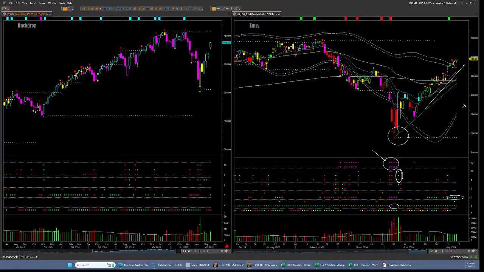And this is total view, the broadest view of the market. It did very well. It is also overbought now.